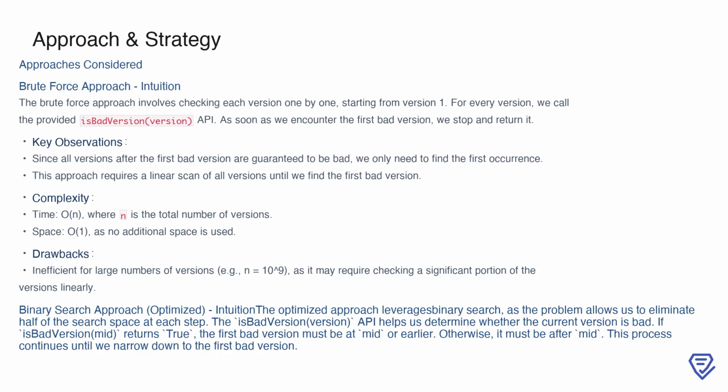While this method is simple and requires no extra space, its major drawback is inefficiency. The time complexity is O(n), meaning it scales linearly with the number of versions. For a large input size, such as 10 to the power of 9 versions, this would be computationally expensive and impractical. To address this limitation, we turn to a more optimized method, the binary search approach. Binary search leverages the fact that we can eliminate half of the search space with each step, significantly reducing the number of checks required to find the first bad version.